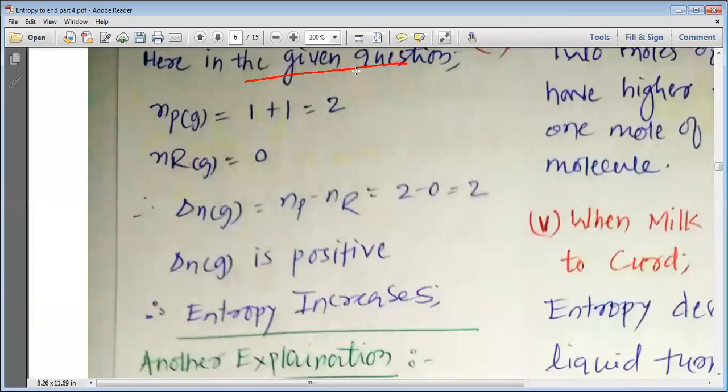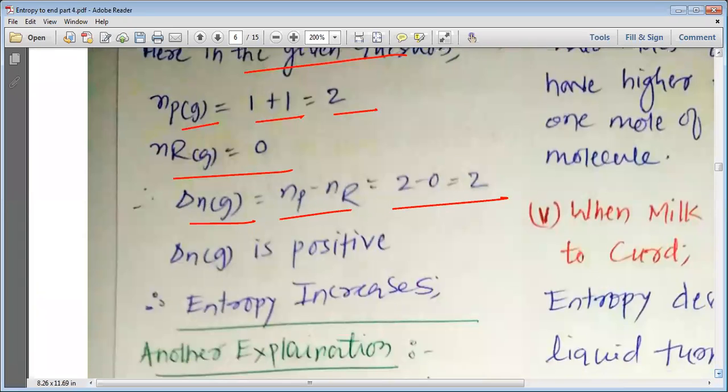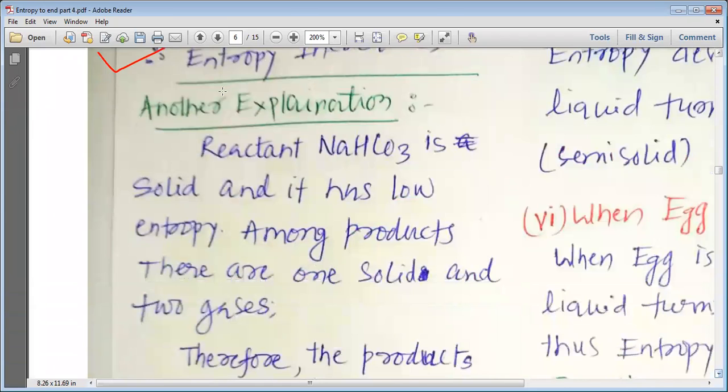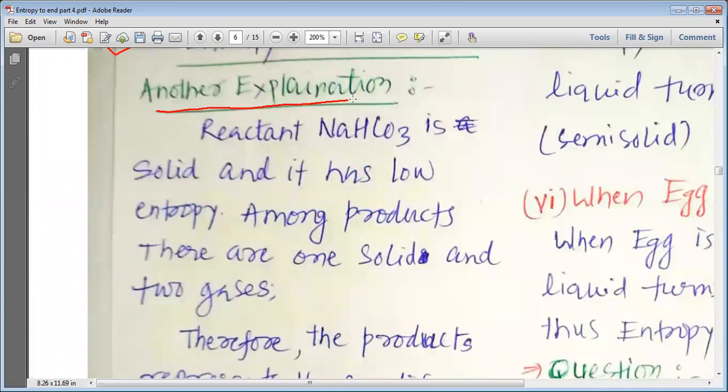Here in the given question, Np is equal to 1 plus 1, that is 2, Nr is equal to 0, and that is why delta N gas is equal to Np minus Nr, that is 2 minus 0, which is 2. Delta N gas is positive, and that is why the entropy increases in this reaction. Now there may be another explanation we can give, but this is the better method I find to determine whether there will be an increase or decrease in entropy.